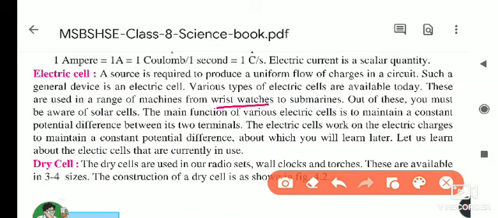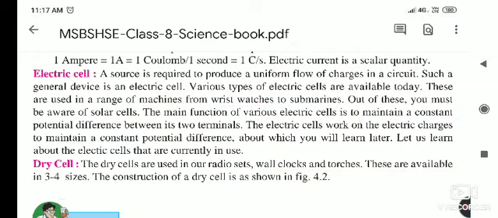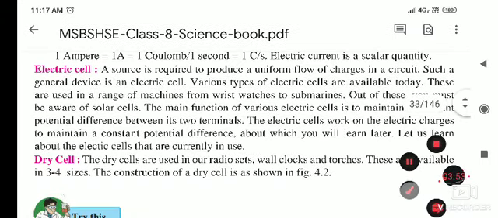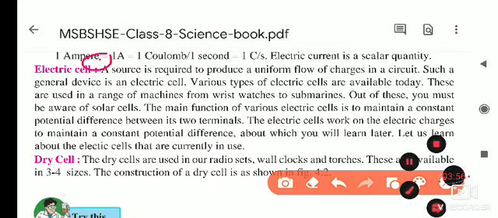The main function of the various electric cells is to maintain a constant potential difference between two terminals. Which are those terminals? Those are the positive and the negative terminal. So the electric cell works on the electric charges to maintain the constant potential difference. From this paragraph, this is the important point. So this is the first point for this question.